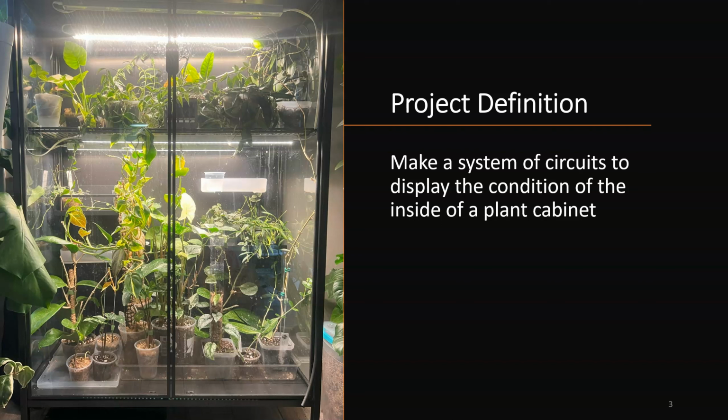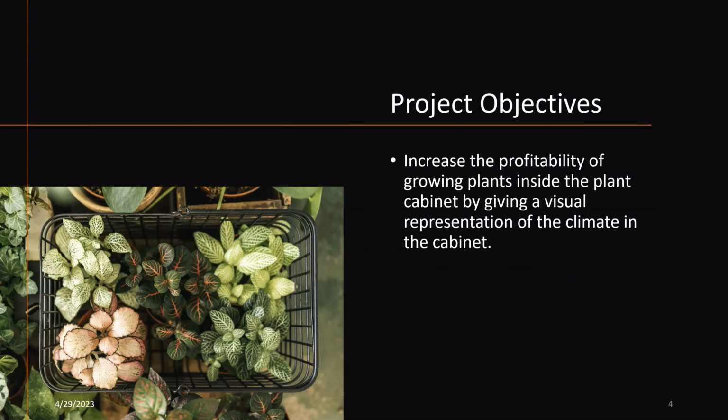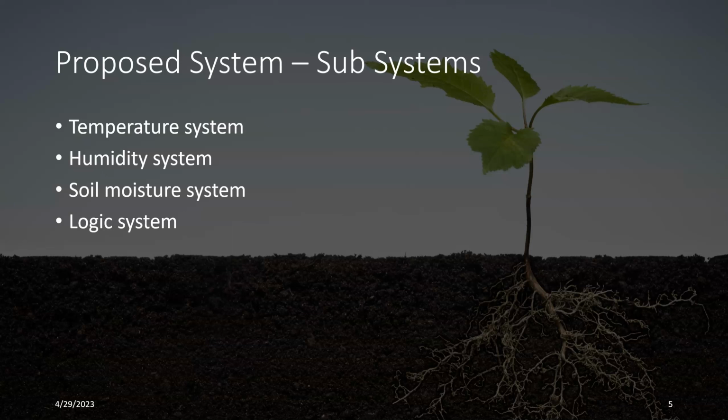For this project, I'll be making a system of circuits that help keep the climate inside this plant cabinet closer to optimal conditions. The reason I'm doing this is to increase the profitability of a small plant selling business. Better climate increases the health of the plants and the success rate of propagation. The system is divided into 4 parts. Each will monitor a different environmental factor. The final subsystem will be the logic system that will control the display for the other systems.